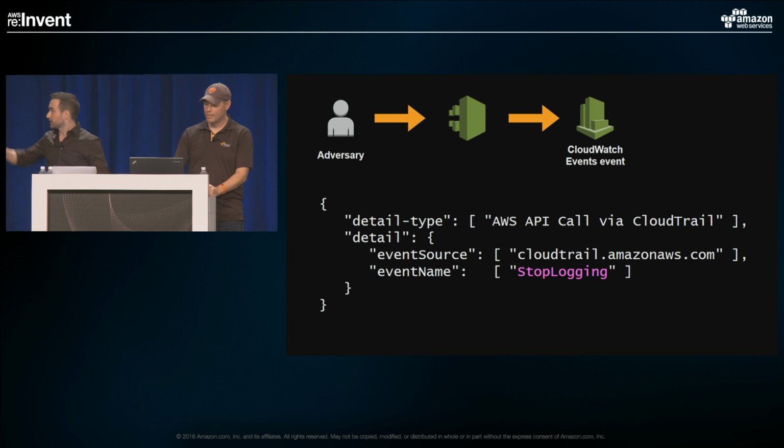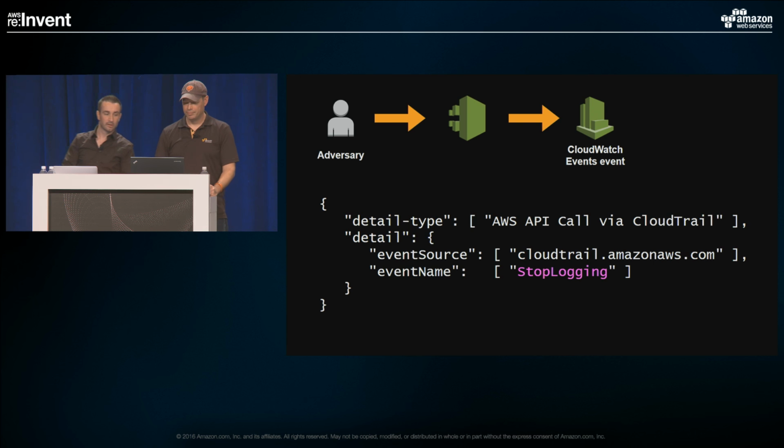Let's break it down. Detail type, AWS API call via CloudTrail, right? We look at the event source, which is clearly CloudTrail, and the thing that is interesting to us is the event called stop logging. That's way more interesting than start logging. We want to know when it stops. But what do we want to do?